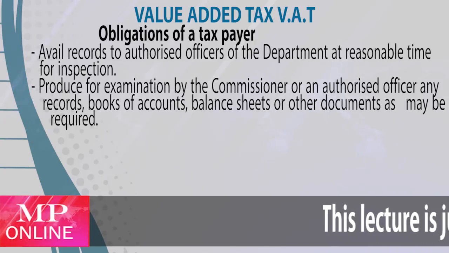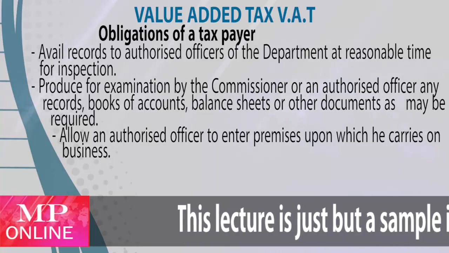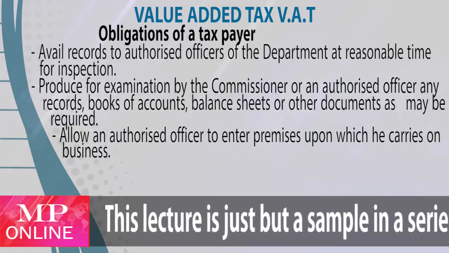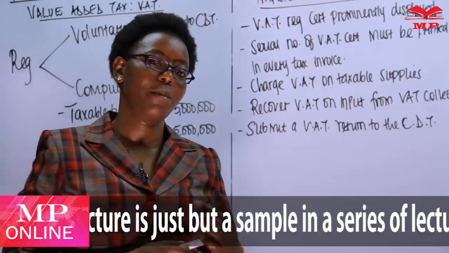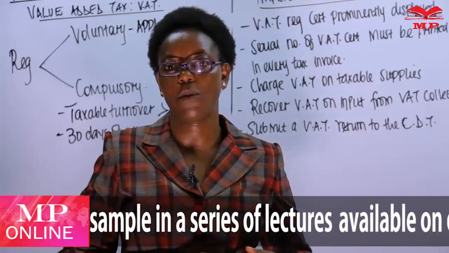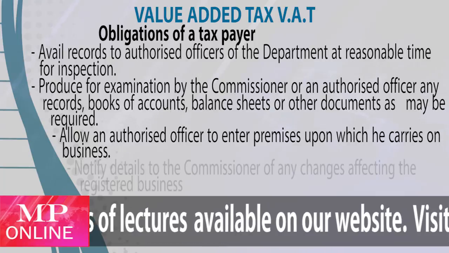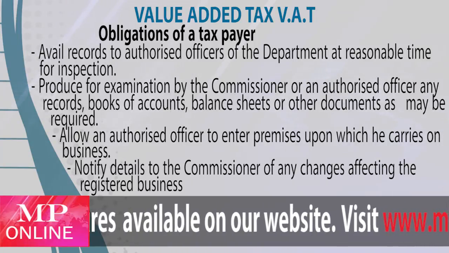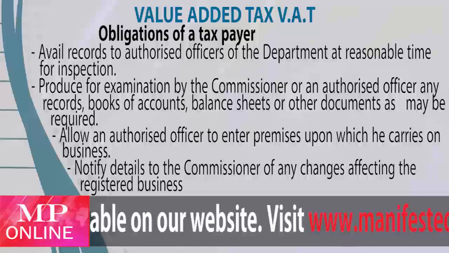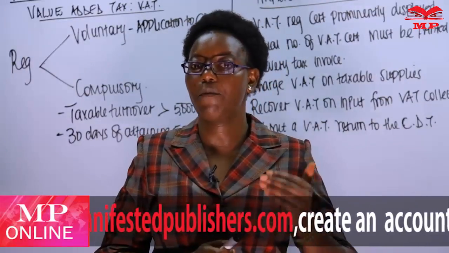Second last, allow an authorized officer to enter premises upon which he carries on business. So once an officer identifies himself and you have already certified that they are genuine, they've been sent from KRA, then you're supposed to grant them access. And finally, notify details to the commissioner of any changes affecting the registered business. Now, a registered business is your business. Remember, you said individuals don't register for VAT, only businesses register for VAT.